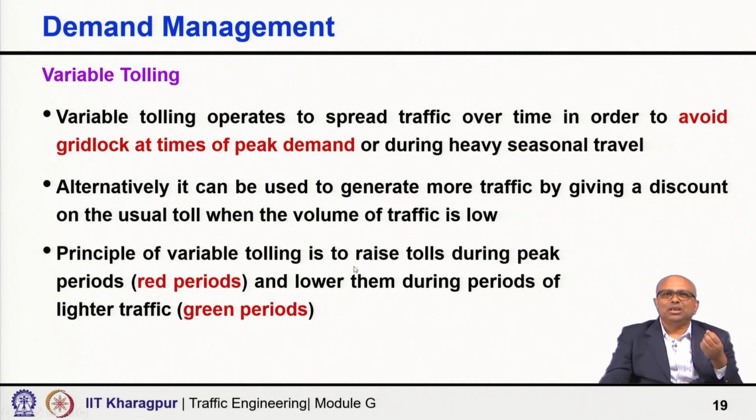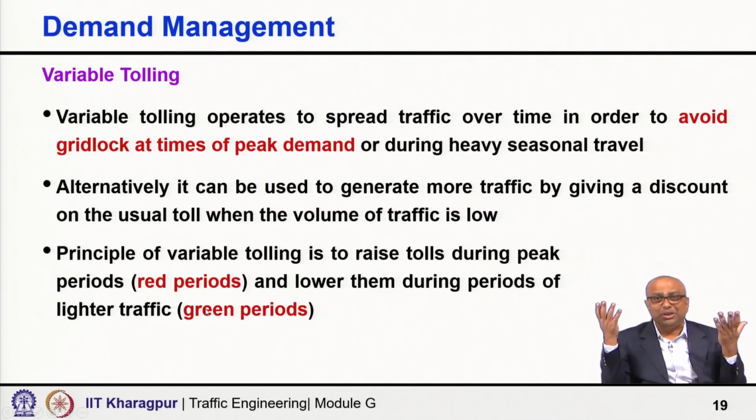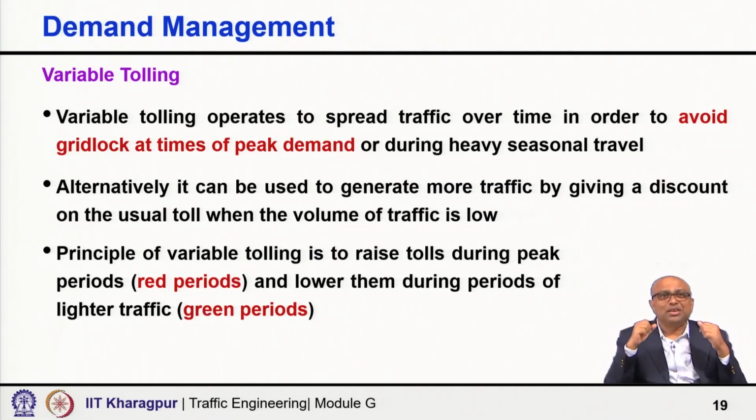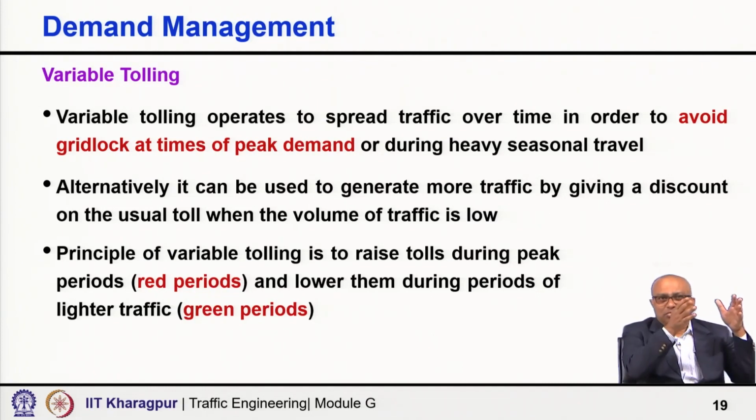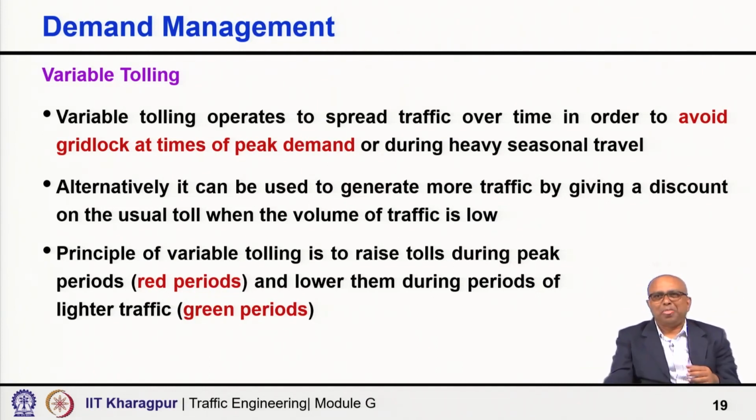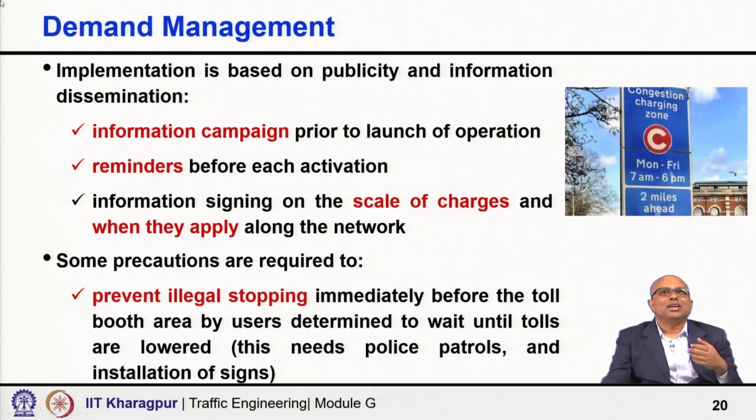The principle of variable tolling is to raise tolls during the peak period, you can call it the red period, a higher rate we can keep and then get more money. So, raise the toll during peak period and lower it during periods of lighter traffic, call it the green period. Charge more during the red period, charge less during the green period, and thereby try to shift some travel from the red period to the green period, encourage them through this pricing.